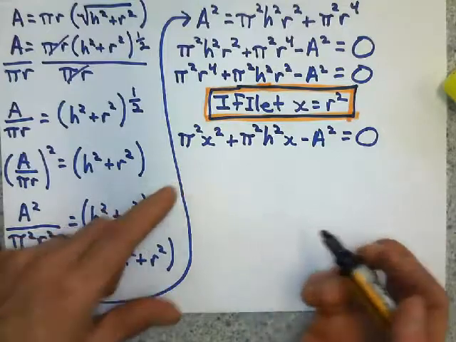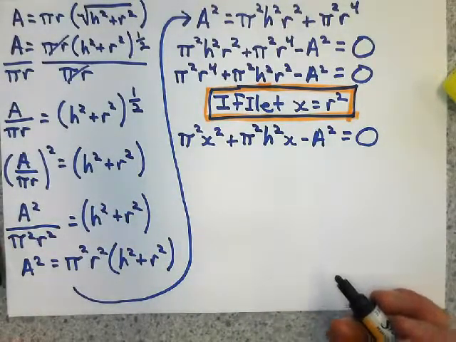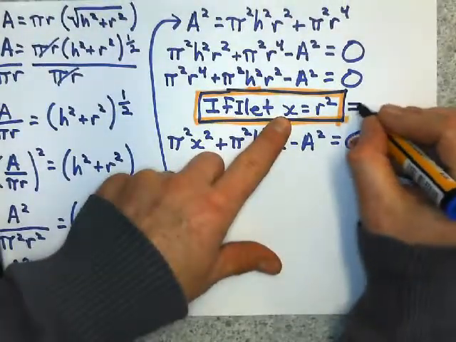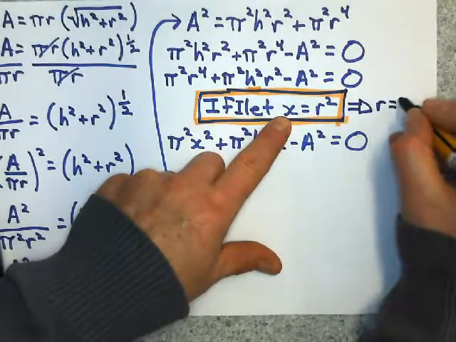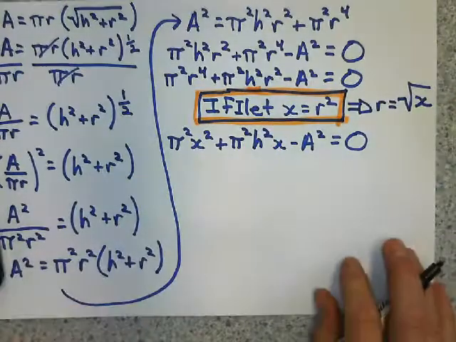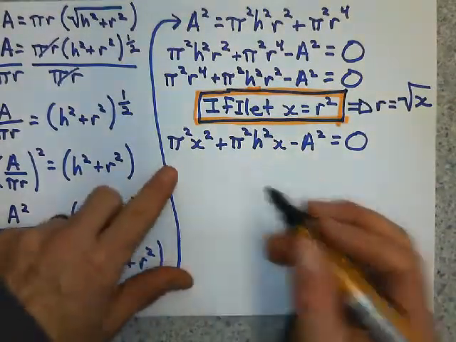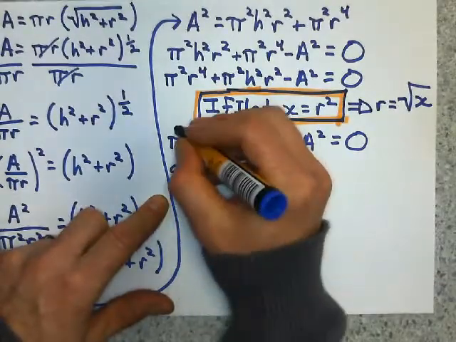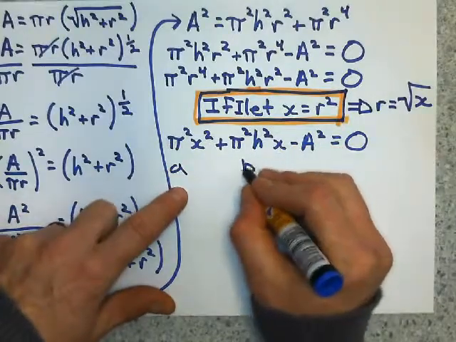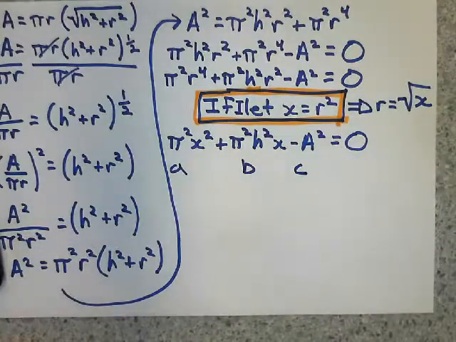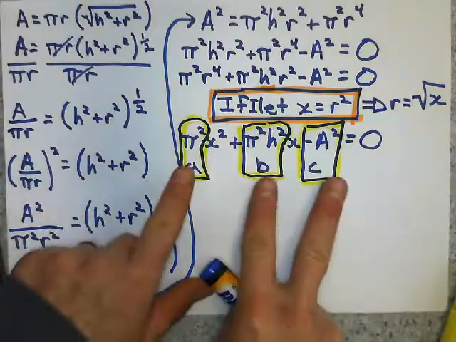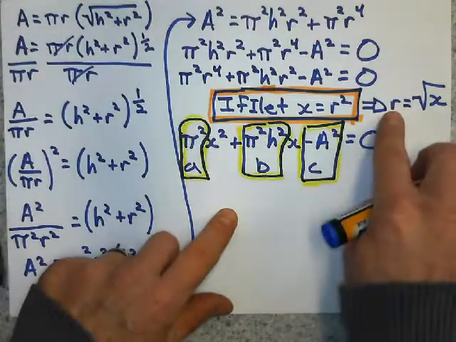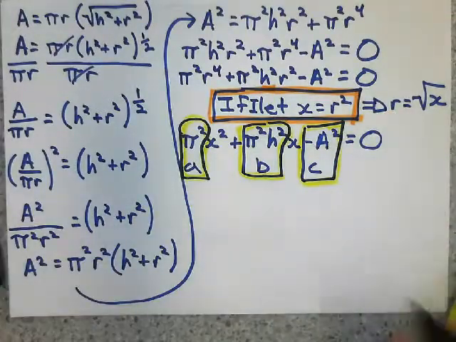I can use the quadratic formula here to get x by itself. If x equals r squared, then r is going to equal the square root of x. If I use my quadratic formula, this is going to be a, this is going to be b, and this is going to be c. So these will be my a, b, and c for the quadratic formula. Once I get x, I'm just going to square root that answer to get the radius. So what's my quadratic formula?